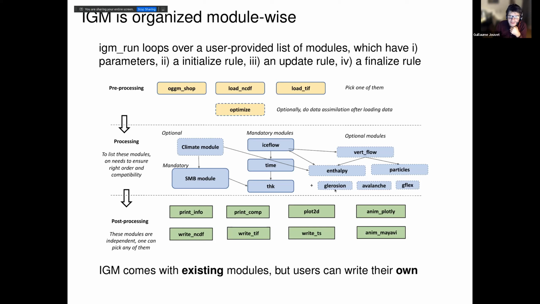And then for the processing, it's really up to the user what he or she wants to have. The mandatory part is a loop over the update of the ice flow, the time, and the ice thickness. Then we can also build our own climate module, our own SMB module, and there are some more optional modules, for example if we want to have the enthalpy or if we want to track particles. There is also a bunch of post-processing modules.